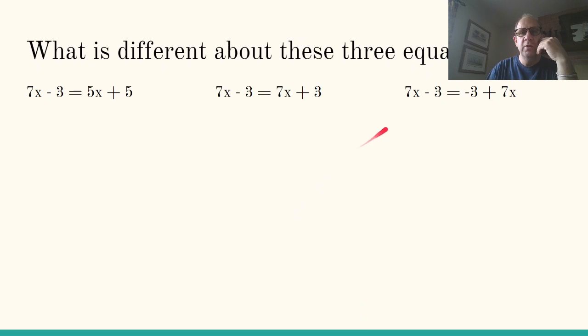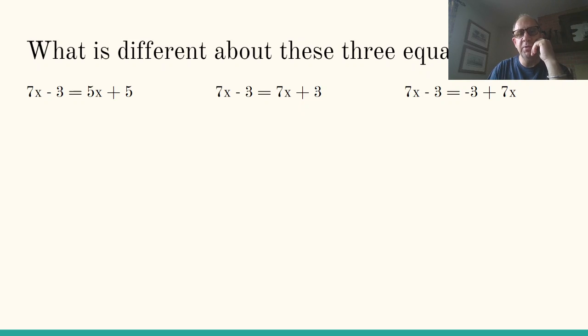Okay? So what's different about these? 7x minus 3 equals 5x plus 5. 7x minus 3 equals 7x plus 3. And 7x minus 3 equals minus 3 plus 7x. Take a second. Think about it. They all start with 7x. There's 7x minus 3. Here it's a minus 3 and a plus 3. So they're going to be different.